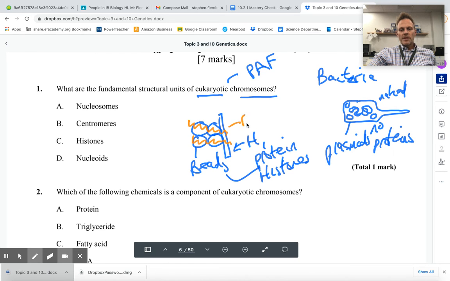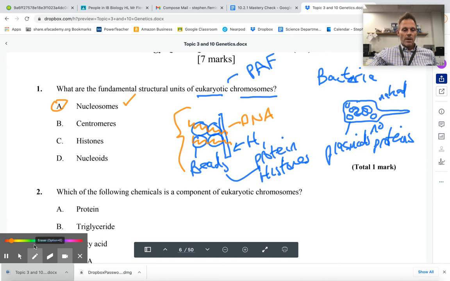So there's orange parts of the DNA. So when you look at a chromosome in a eukaryote, it's composed of DNA and proteins, and this whole structure is called a nucleosome. So the correct answer there was A. Let's move down to the next.